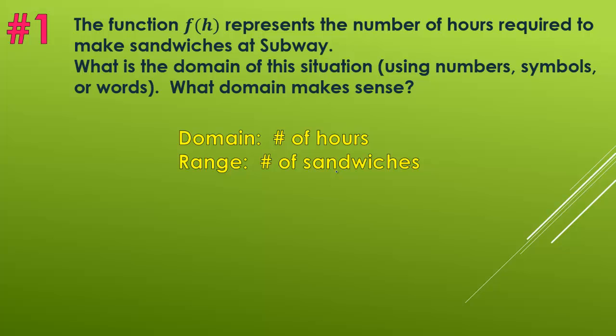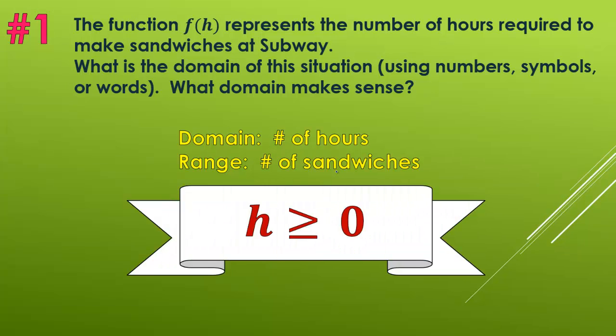Your domain is the number of hours that you can make sandwiches, and depending on what that is will determine the number of sandwiches that you can make. So we'd say H has to be greater than or equal to 0. That's the domain. In order to make sandwiches, you have to work more than 0 hours, but you could work 0 and have 0 sandwiches. It's kind of confusing, I understand. But just think about what makes sense.